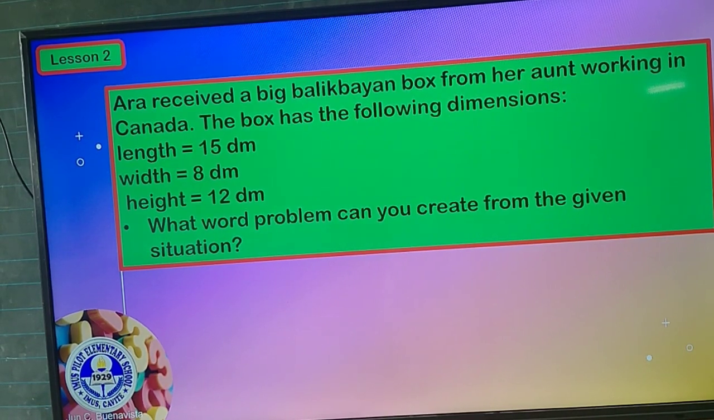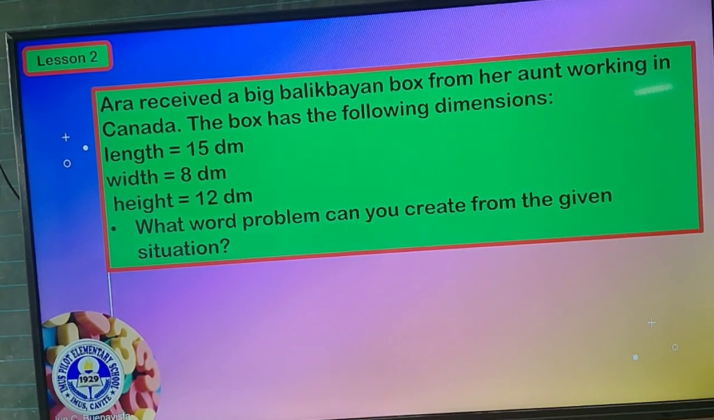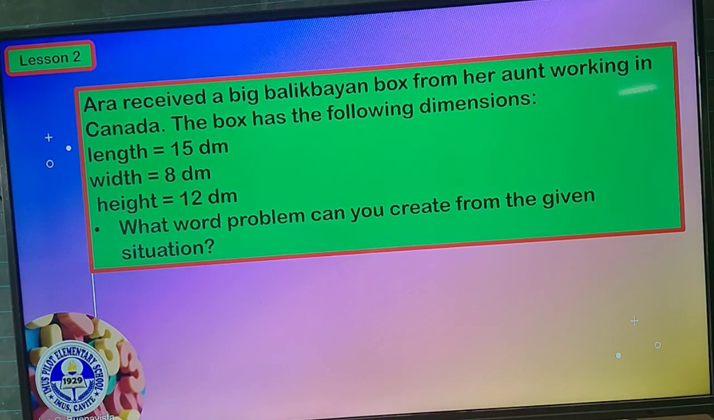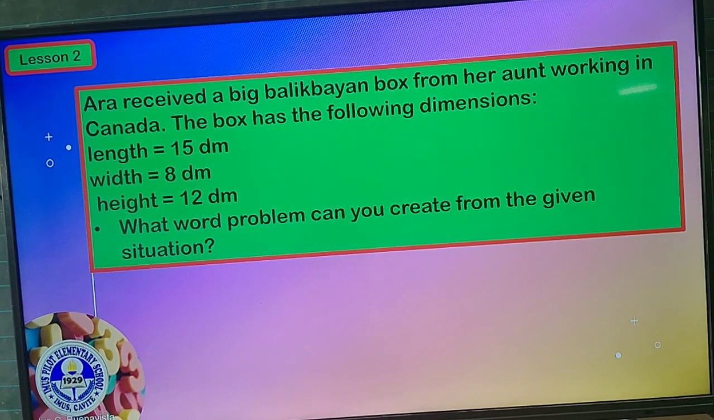Okay, lesson 2 now, we are going to create a problem out of the given situation. Okay, let's have this for example. Ara received a big balikbayan box from her aunt working in Canada. The box has the following dimensions. Length equals 15 decimeter, width equals 8 decimeter, height equals 12 decimeter. What word problem can you create from the given situation?